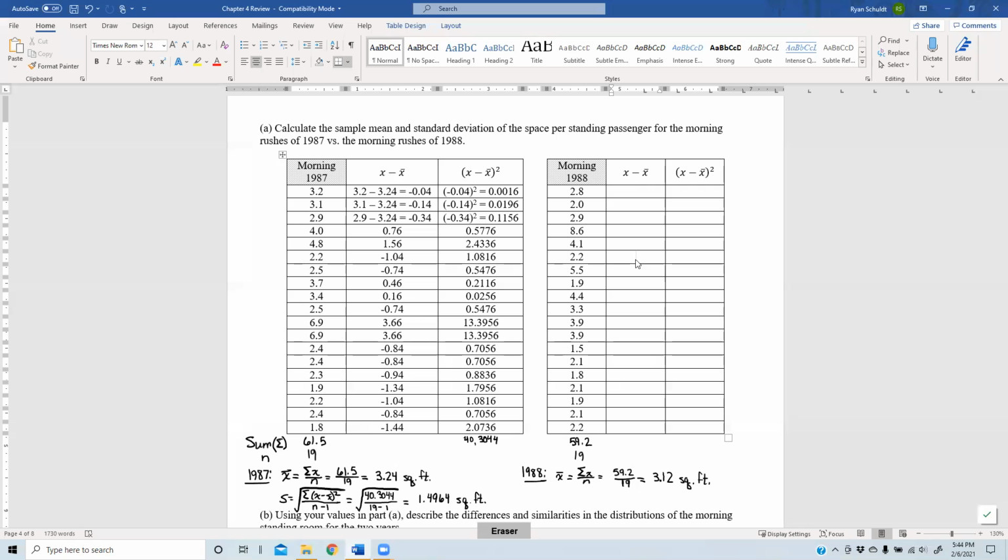Okay, so there's the values that we need for 1987. Now we're going to need to do the same exact thing for 1988. But this time our mean is 3.12.